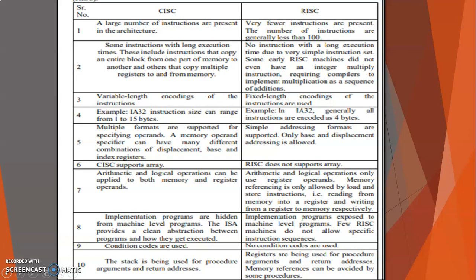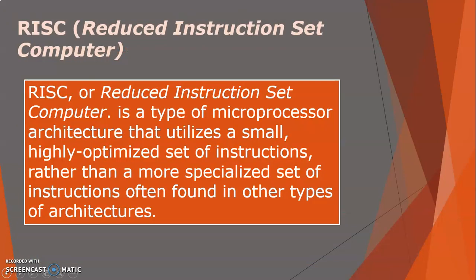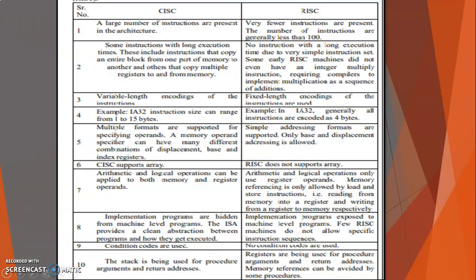This is always asked in the MSBTE exam for 4 marks. So that is important. You have to write at least 8 points for 4 marks or 6 marks. So that is the difference between CISC and RISC. We can see that the full form of RISC is Reduced Instruction Set Computer. So RISC is very important in the microprocessor.